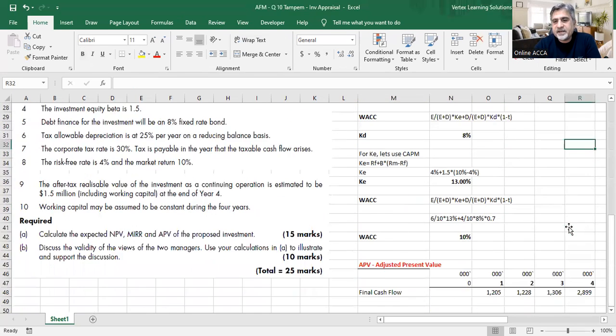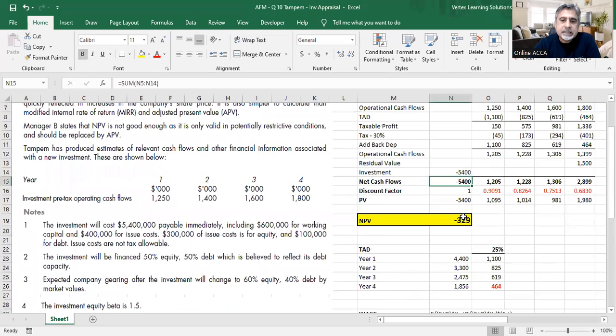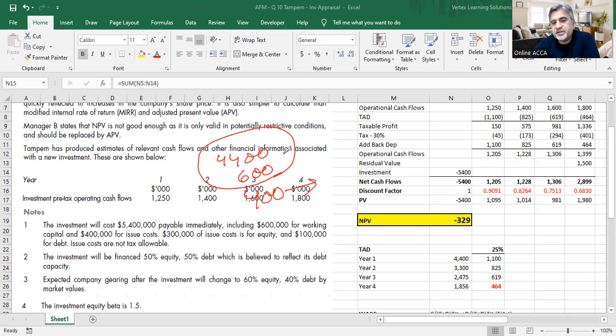But one thing is there, here I put 5.4 million, and that 5.4 million includes 400,000 of, remember, 400,000 was your issue cost. So let me just break it down. You had 4.4 million of assets, 600,000 of working capital, 400,000 of your issue costs. So if you assume that I have got the cash, I'm not going to issue anything, then the value of the project investment is only 5 million.